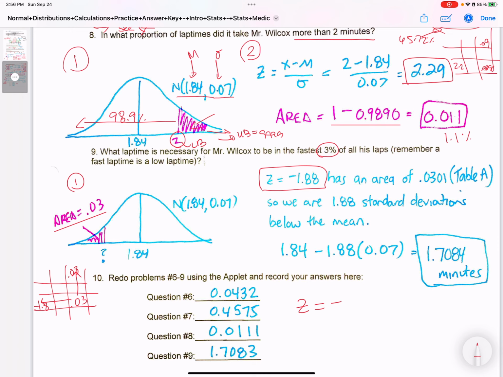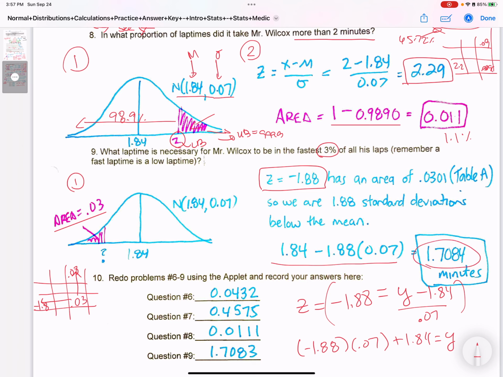I put z-score equals observed, negative 1.88 equals my observed, which I don't know, so I'm going to put y, minus my mean, 1.84, divided by standard deviation of 0.07. At that point, I'm going to multiply negative 1.88 times 0.07, and then, of course, we're going to add the 1.84, and that's going to get me my y, and I get 1.7084. If I were doing it on the calculator, I would have to use inverse norm, and the area is just 0.03. The mean here is 1.84, and the standard deviation is 0.07, and it would also get me 1.704.